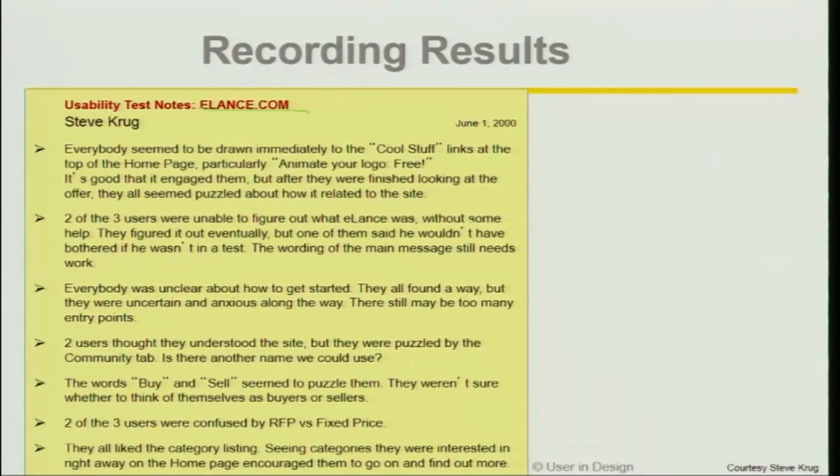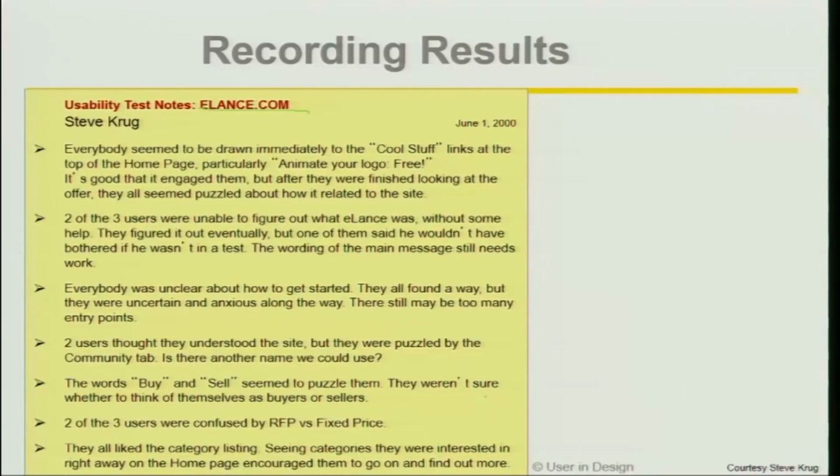Remember our Think Aloud video that we watched, where the user was trying so hard to find out what is this organization, who is this organization, what do they do, and she couldn't figure it out. So similarly, people come to a website with certain expectations and they can't figure it out, and then they go, right? So 2 of the 3 users were unable to figure out what Elance was without some help. They figured it out eventually, but one of them said he wouldn't have bothered if he wasn't in a test, right? So this is what I was telling you.